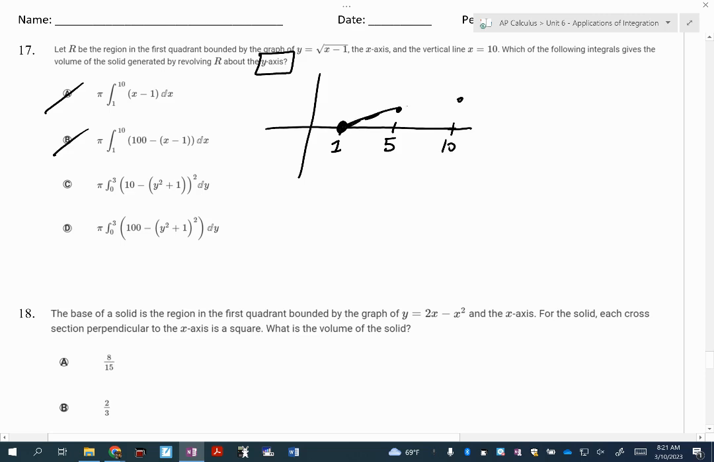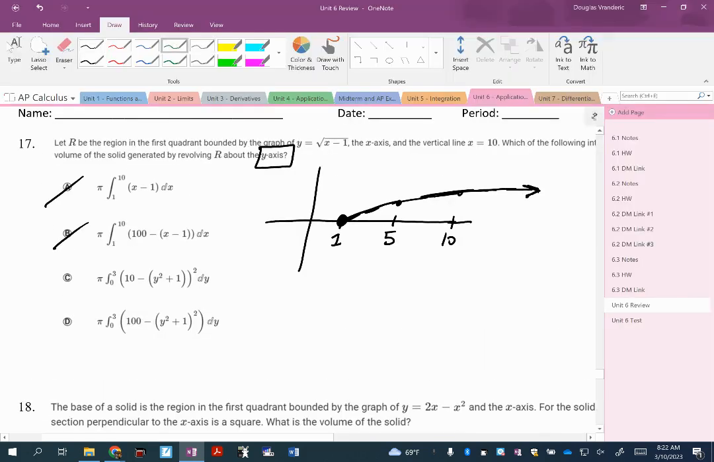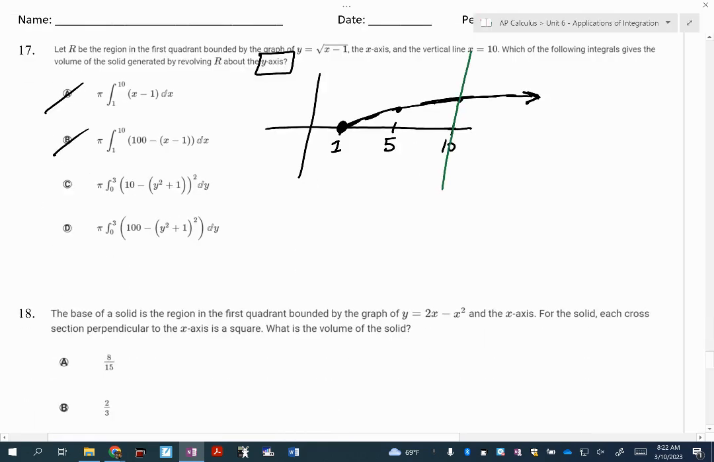So here is this one here. And then we have our line, x equals 10, which is this line right here. Now, remember we are revolving this area, this is our region R, around the vertical axis, which is the y-axis here. And when we did this in Delta Math, we said that you find the distance from the axis of revolution to the farthest one first, right?